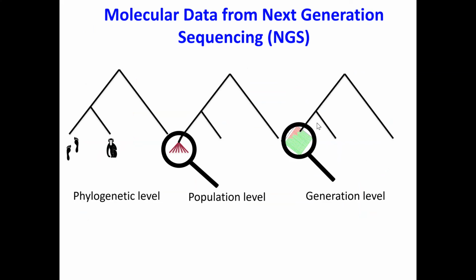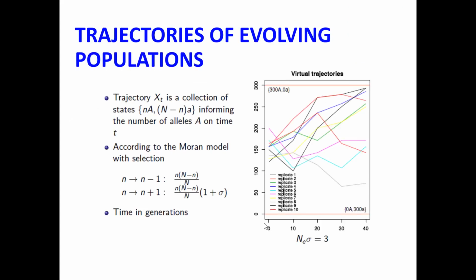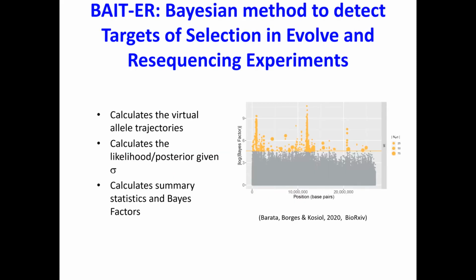You could also use these polymorphism-aware models for experimental evolution, where you could estimate the selection coefficients using the Moran models of time series data. So that's another level at which you could use these kinds of models. And the advantage is really that you can explicitly calculate selection coefficients. You're not only finding targets of selection, you can also give estimates for the selection coefficient.